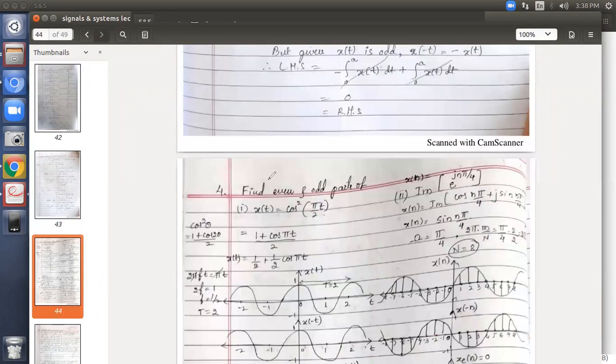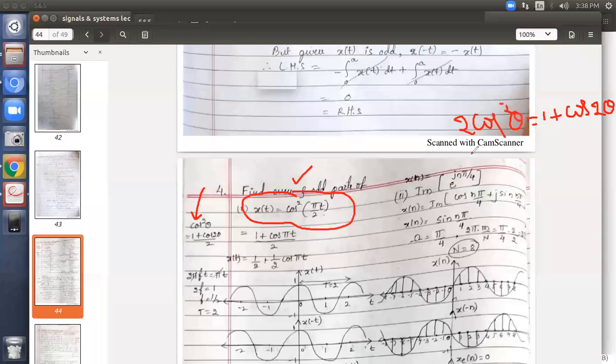Another two problems let me take. Find even and odd parts of this: x of t equal to cos square of pi by 2 into t. It's a continuous time signal and a cos square term is there. How to solve? In order to solve this, we have to make use of certain trigonometric functions, that is cos square theta. I think you have studied 2 cos square theta is equal to 1 plus cos 2 theta.